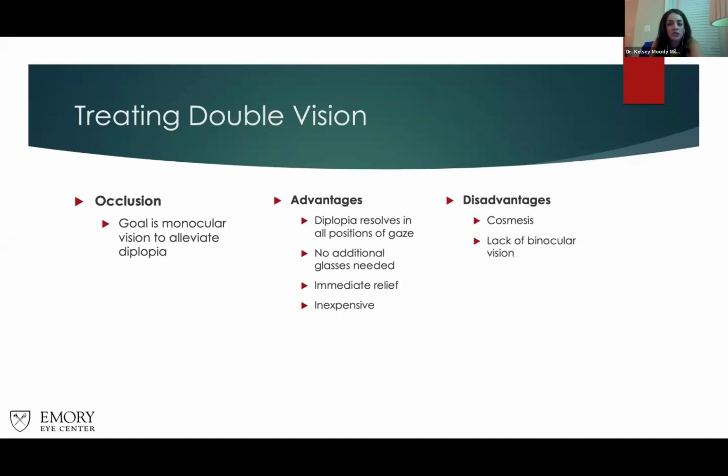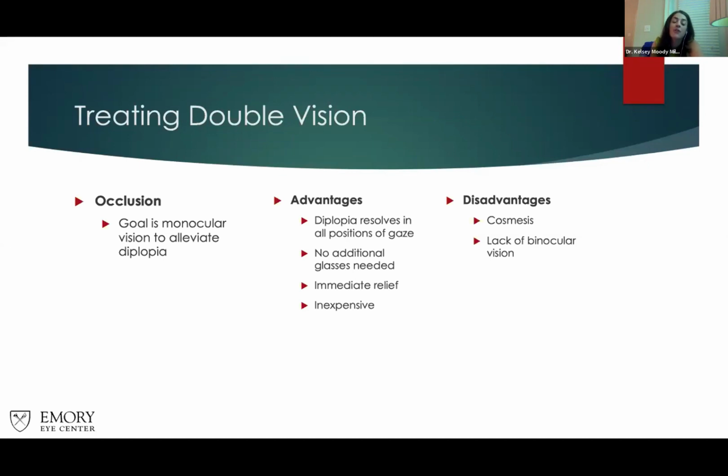Occlusion is something I still want to mention because it sometimes is the best option, and that's okay if occlusion is the best option. Our goal with occlusion is to create monocular vision to alleviate double vision. It's obviously not ideal because you're then going to lose binocular vision. It also cosmetically sometimes isn't an ideal option.